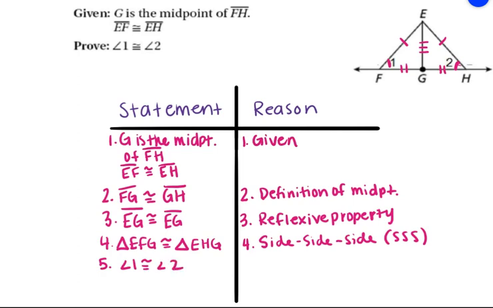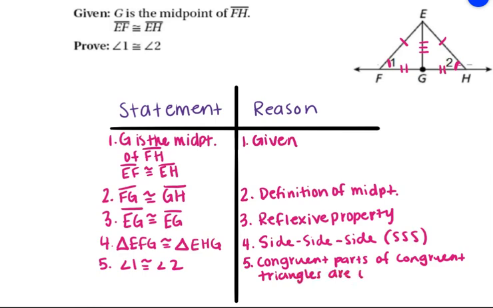And this is a long name, the reason. Congruent parts of congruent triangles are congruent. In other words, or in an abbreviation, we use CPCTC. Congruent parts of congruent triangles are congruent. And we have now proved angles 1 and 2 congruent.